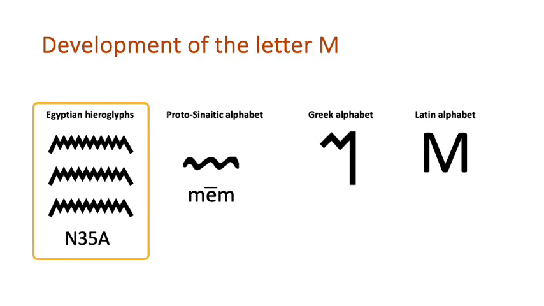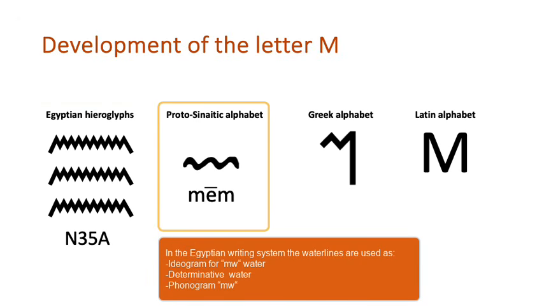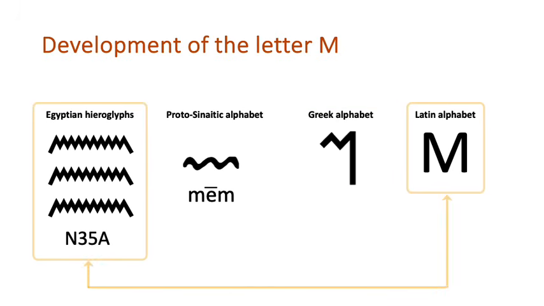The Egyptian hieroglyph for water looks like this. Water means in the Semitic language Mayem. A water line was taken from the hieroglyph. This water line also stood for the first sound of the word Mayem, namely the M. This became the Greek letter Mu and the Latin letter M.